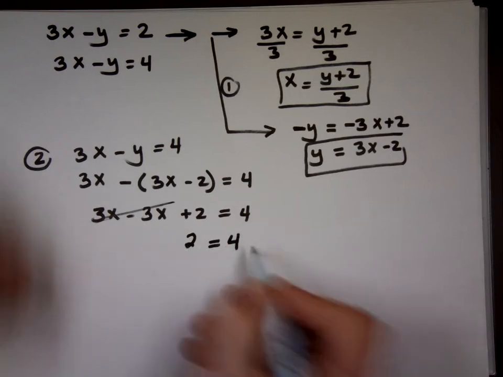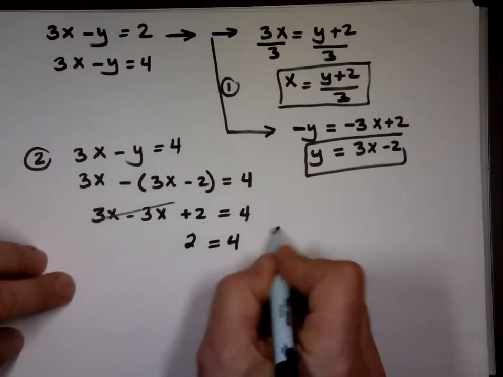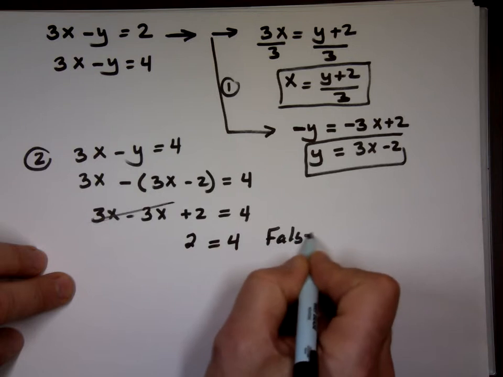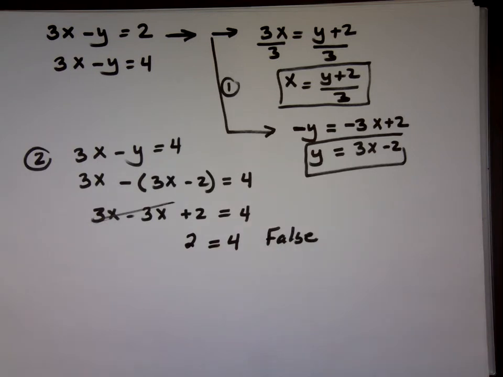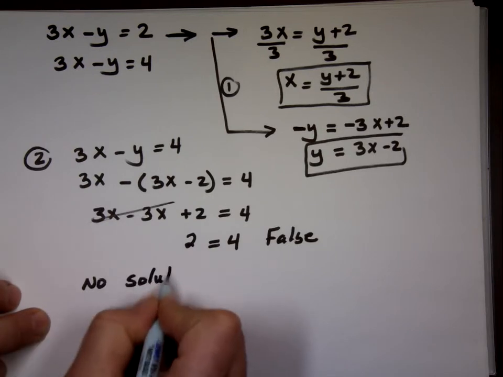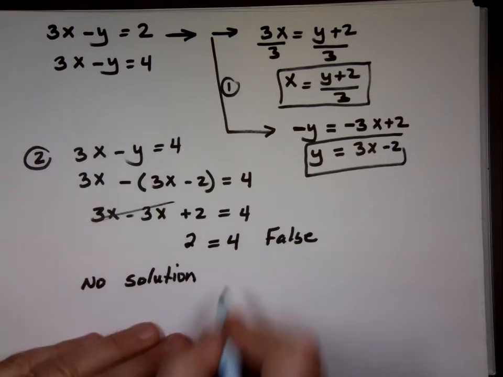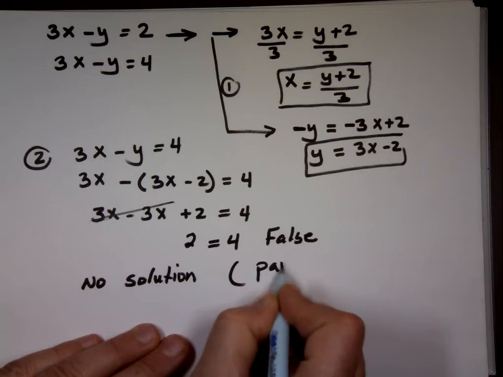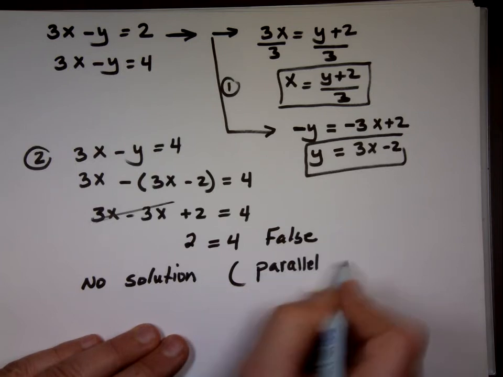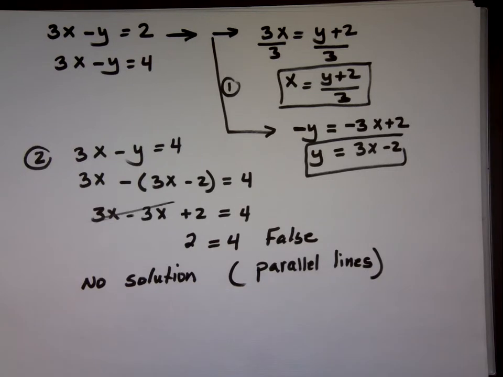How many times have you looked in a math book and seen 2 equals 4? You know that's a false statement. When you have a statement that's false, that tells you there's no solution. Why? The only way to have no solution is if the lines are what? Parallel lines. They never cross each other. So even without graphing it, I know the lines are parallel because this told me there's no solution. They will never cross each other.